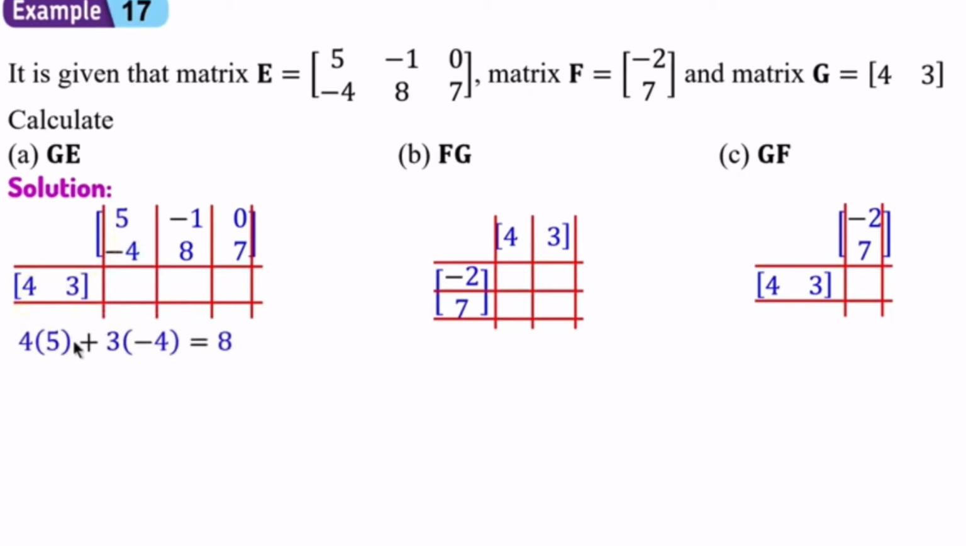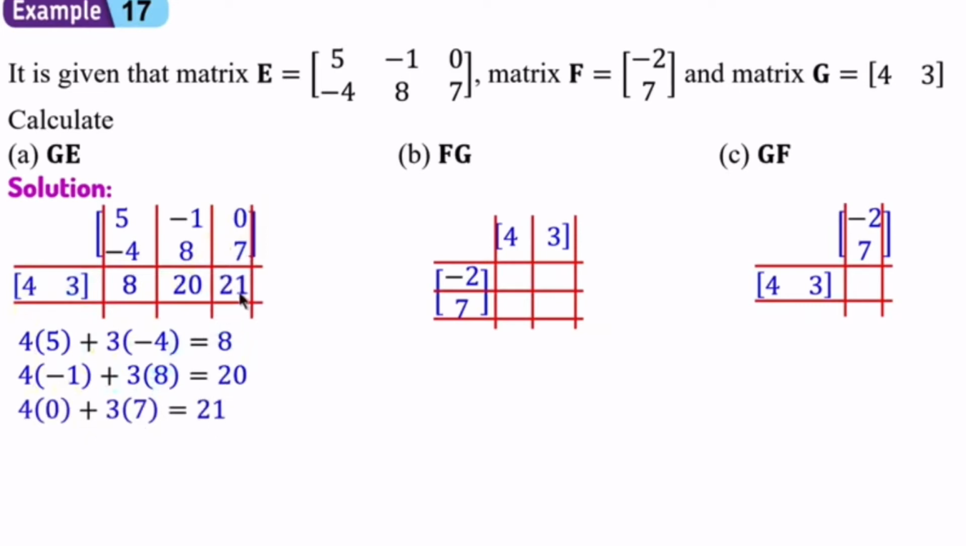It is 4 times 5 plus 3 times negative 4. The answer is 8. Let's write down the answer. Then we take 4 times negative 1 plus 3 times 8, and we simplify, the answer is 20. Finally, we write 4 times 0 plus 3 times 7, which is 21. We write the answer properly according to the order of the product of the matrices, which is 8, 20, 21. The order is 1 by 3.